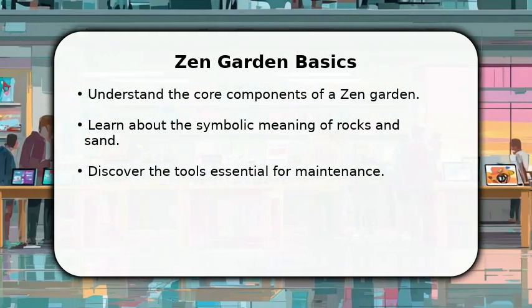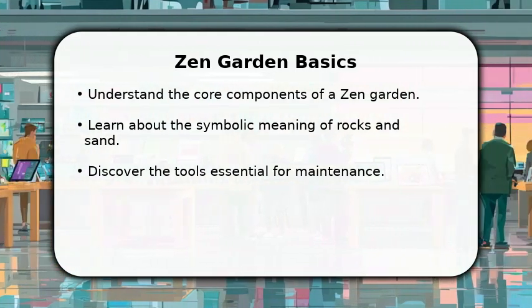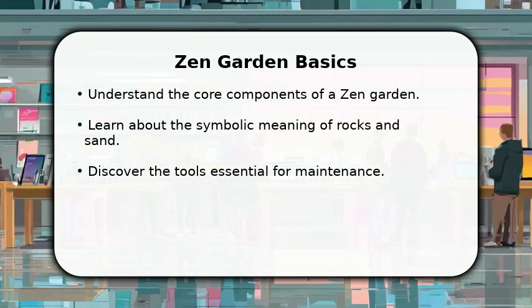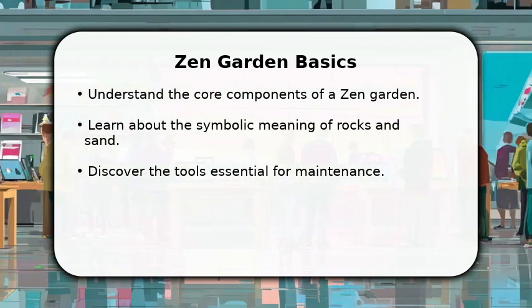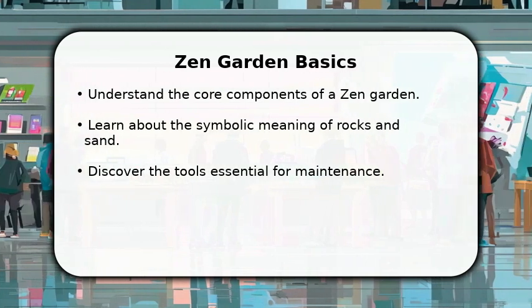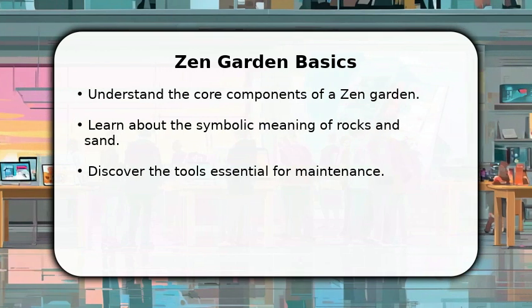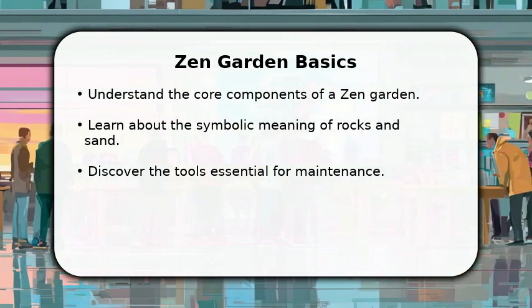First, let's understand its core components. A typical Zen garden features sand or gravel, rocks, and a rake. The sand often represents water, while the rocks symbolize mountains or islands. The act of raking is a meditative practice, helping to clear the mind and focus attention. We'll explore how these elements combine to create a serene and mindful space for daily reflection and peace.